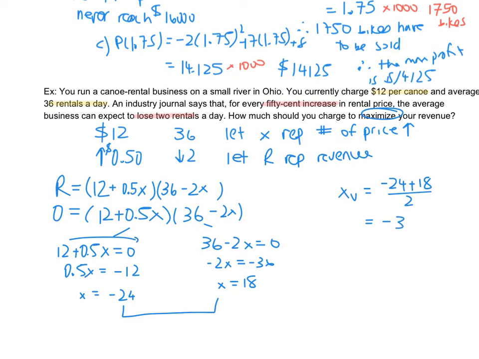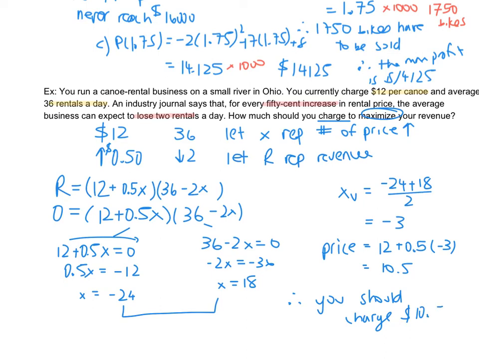So that actually means your price is going to decrease, not actually increase. So going back to the question, it says how much should you charge to maximize your revenue? We don't actually care about what that maximum revenue is. So that first bracket represented price. So I'm just going to plug that negative 3 into x only in that bracket. So 12 plus 0.5 times negative 3 to get 10.5. So therefore, you should charge $10.50, and that would maximize your revenue.